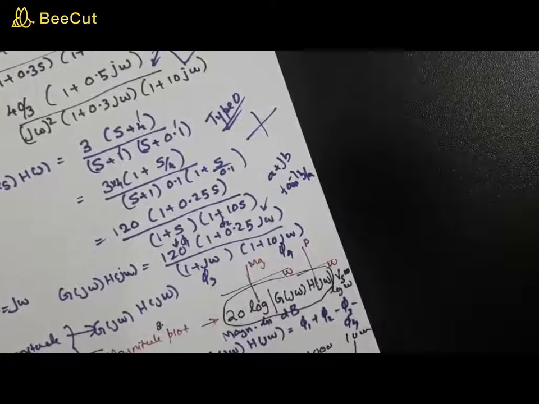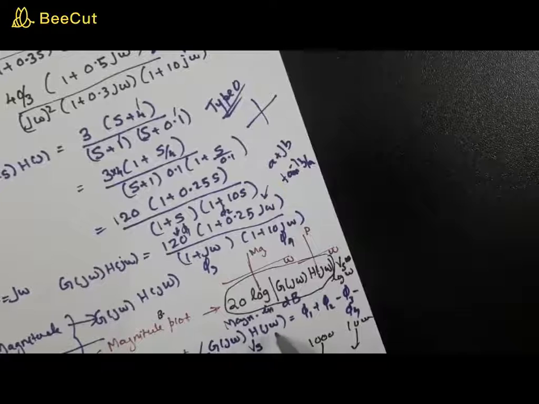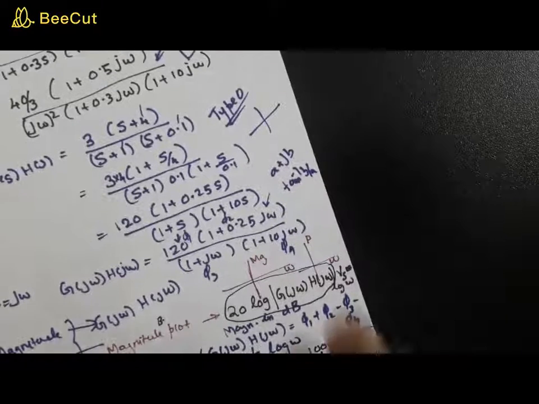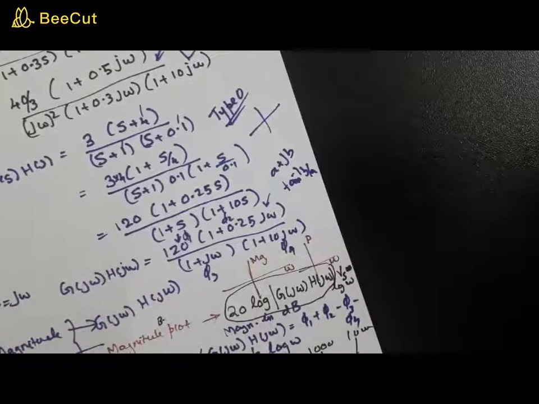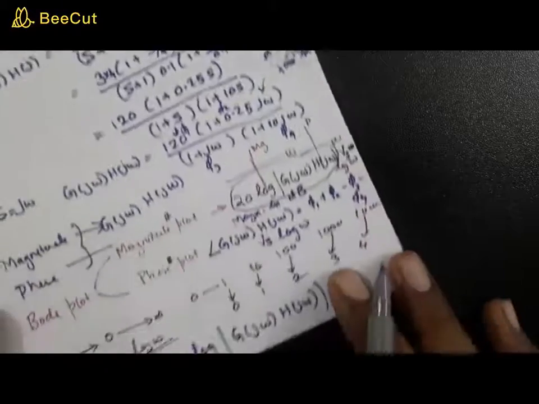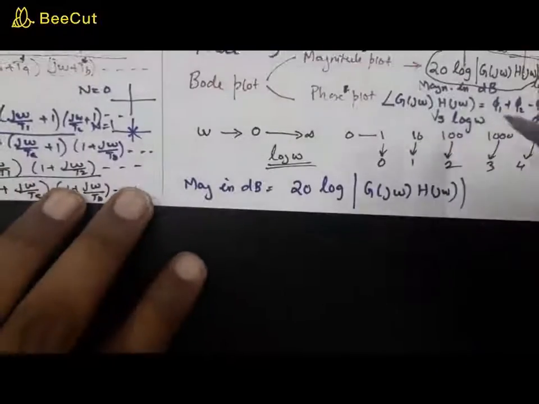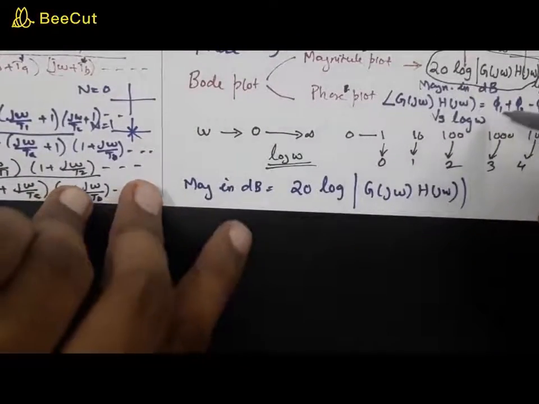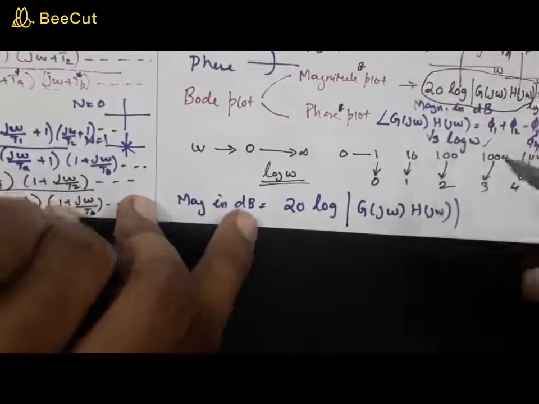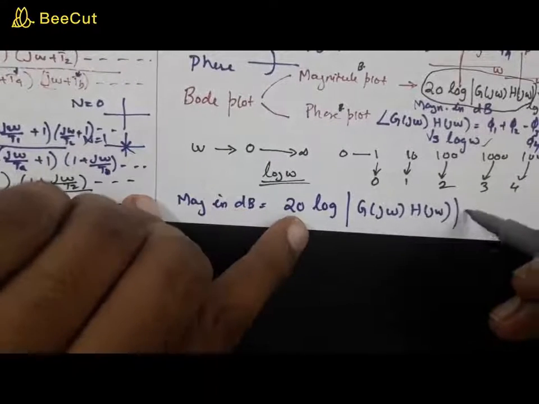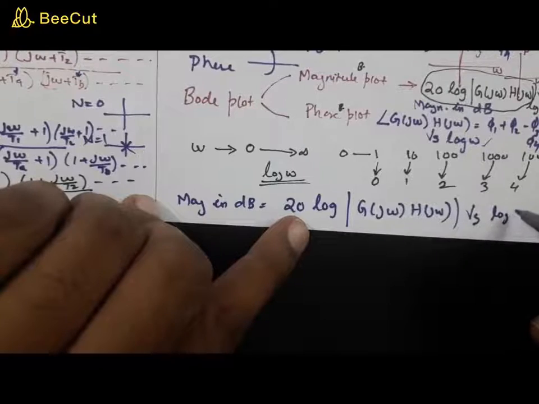Once you get this, you can have a plot of the angle of G(jω)H(jω) versus, again, you need to apply the logarithmic frequency. You need the phase as well as magnitude for the whole range of frequencies. That's what we are going to analyze. So in order to incorporate this, we need to plot the frequency in the logarithmic scale. So in both the cases we want this versus log of omega.